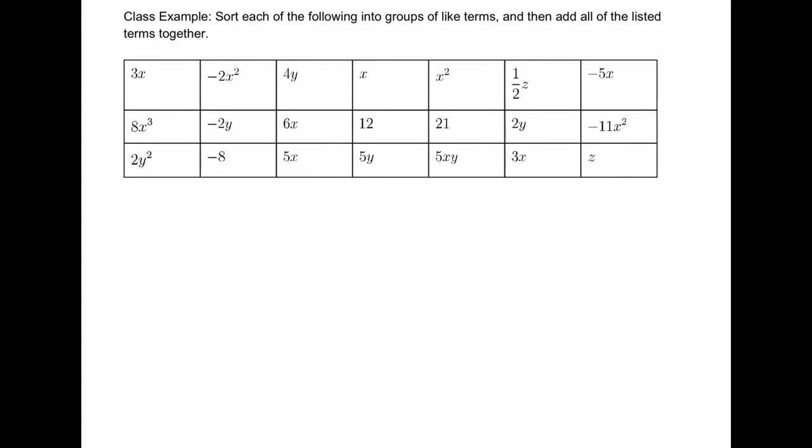So, class example: sort each of the following into groups of like terms and then add all of the listed terms together. Which order should I do this in? There are x's, x cubed, y's, so on and so forth. There's a convention of math to answer this very question. What you do is you start with the highest exponent and you work your way down.